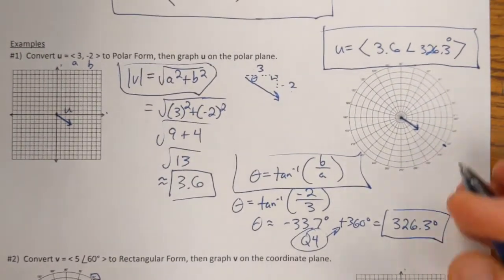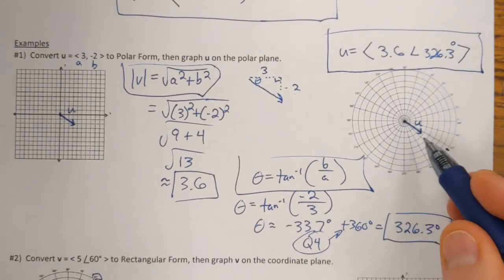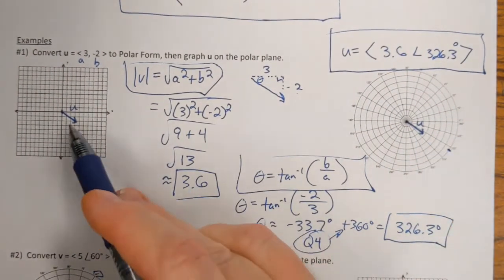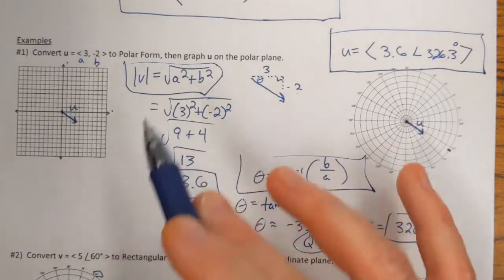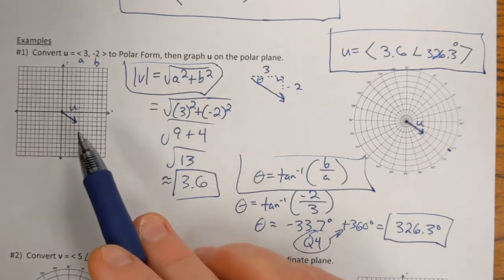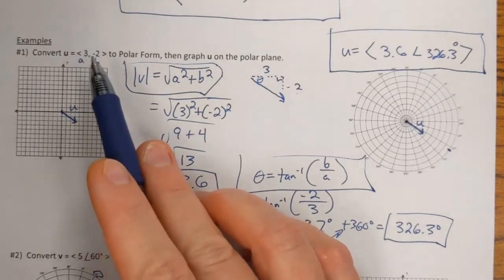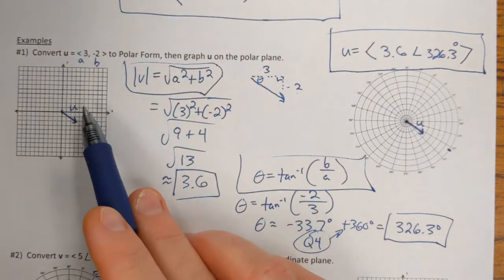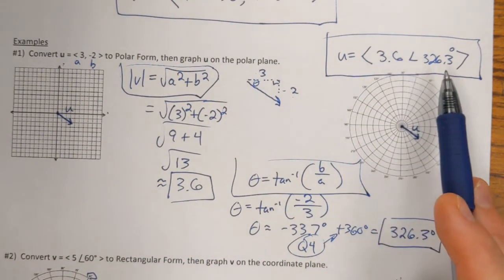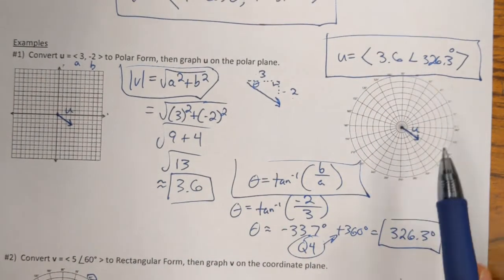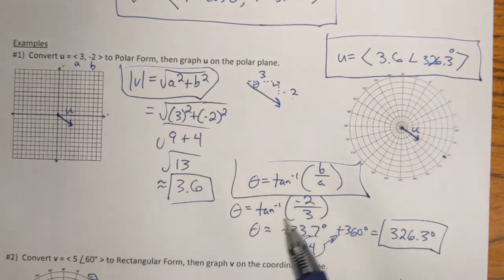Well, here is the same vector u, but it's done on a polar coordinate. Well, look, these vectors are exactly the same. They both head in the same direction. They both have the same length. Just this one is written with its horizontal and vertical components, 3, -2. This is written with its magnitude and its direction. But at the end of the day, it's still the same vector.